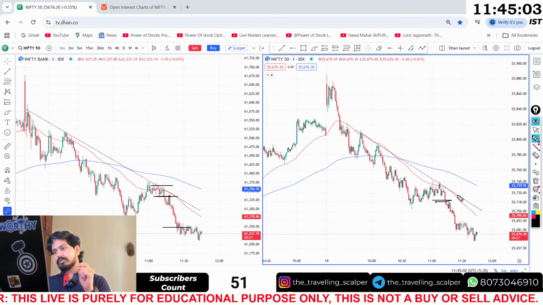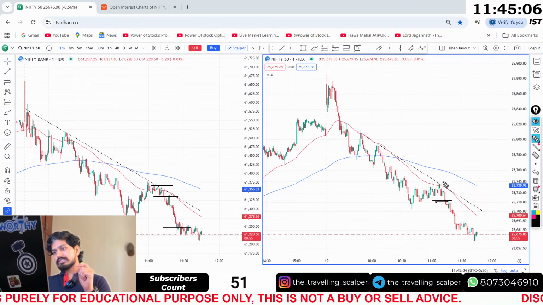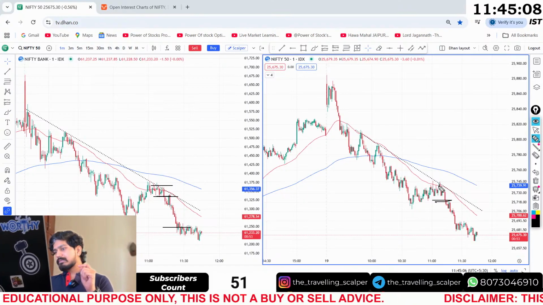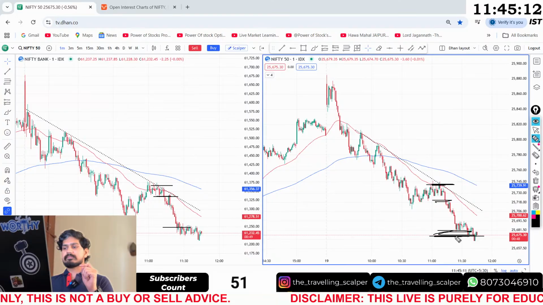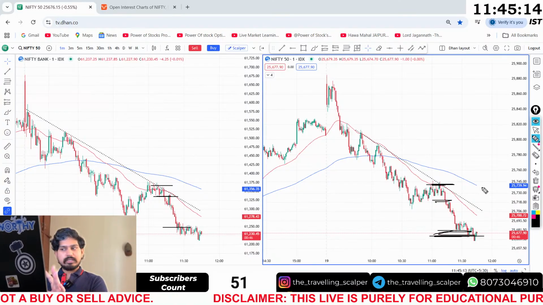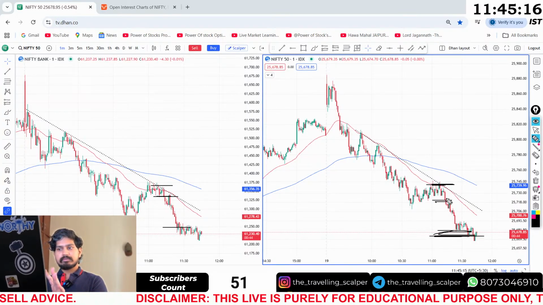This is our entry point below this red candle because there is the rejection from the 50 moving average. Then you can keep the stop loss somewhere above this level, and 1:2 or 1:3 will be the target. But since we were not in front of the market at this particular point, we missed this trade.